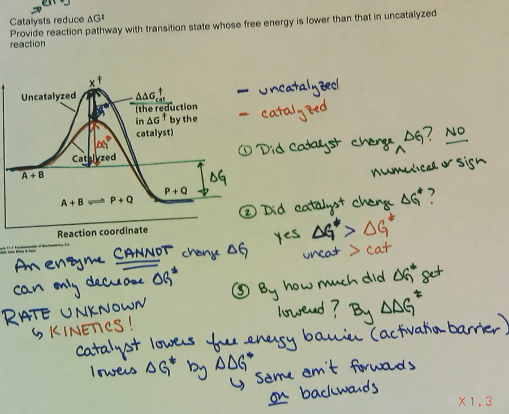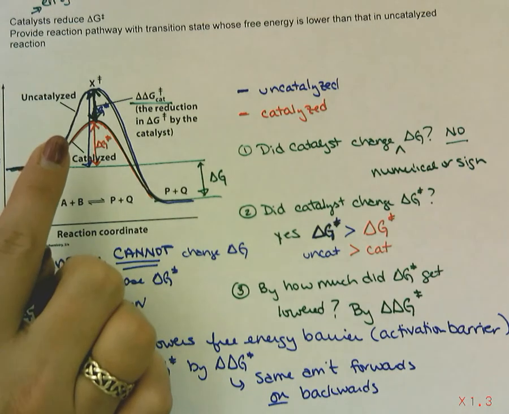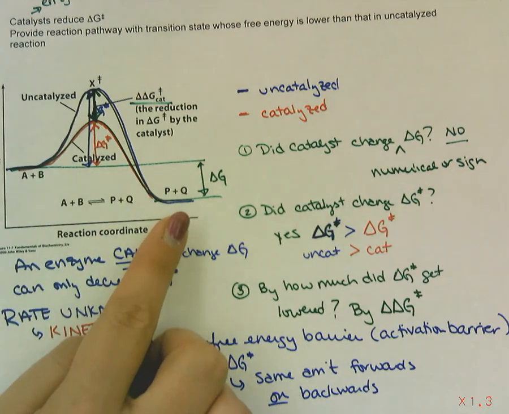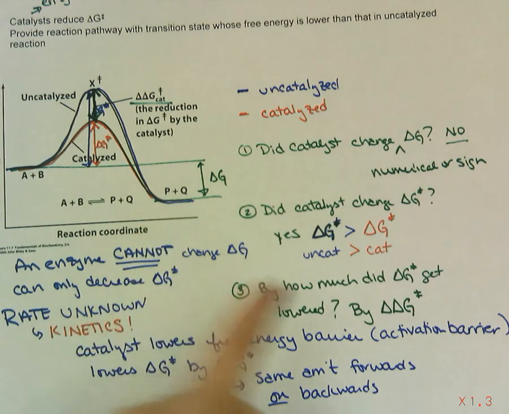How do we feel about that? Pretty solid? Yeah. Enzymes lower the delta G double dagger, doesn't affect delta G regular. Doesn't necessarily make it any faster, just lowers that barrier.